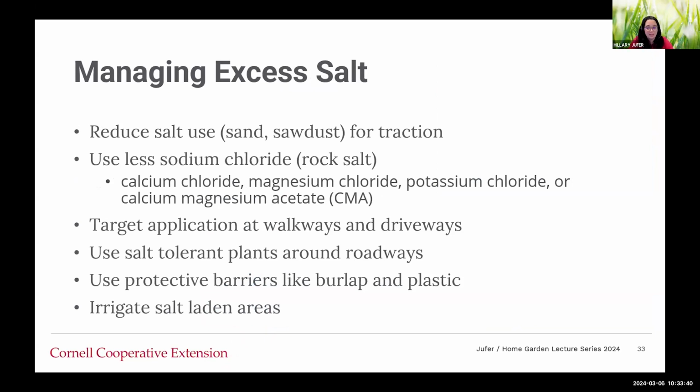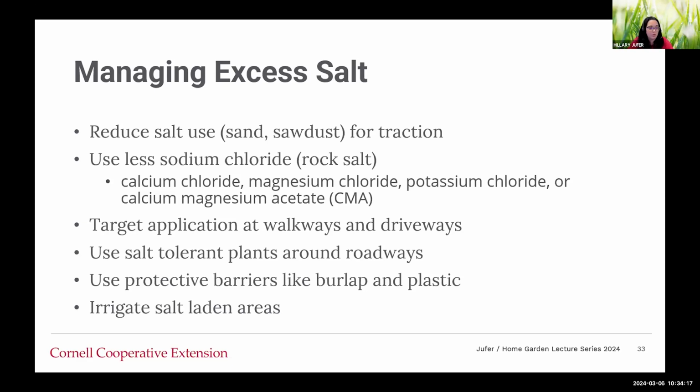How do you want to manage excess salt? You're going to want to reduce the amount of salt that you use, and instead for traction you can use something like sawdust, sand, kitty litter, that kind of thing. You want to try to use less rock salt, and I just put different salts that you can use that may be a little bit more expensive, but they can reduce the injury to plants. You're going to want to target applications in walkways or driveways instead of haphazardly throwing it around or putting it in a spreader and letting it go everywhere. So really target where you're doing it.